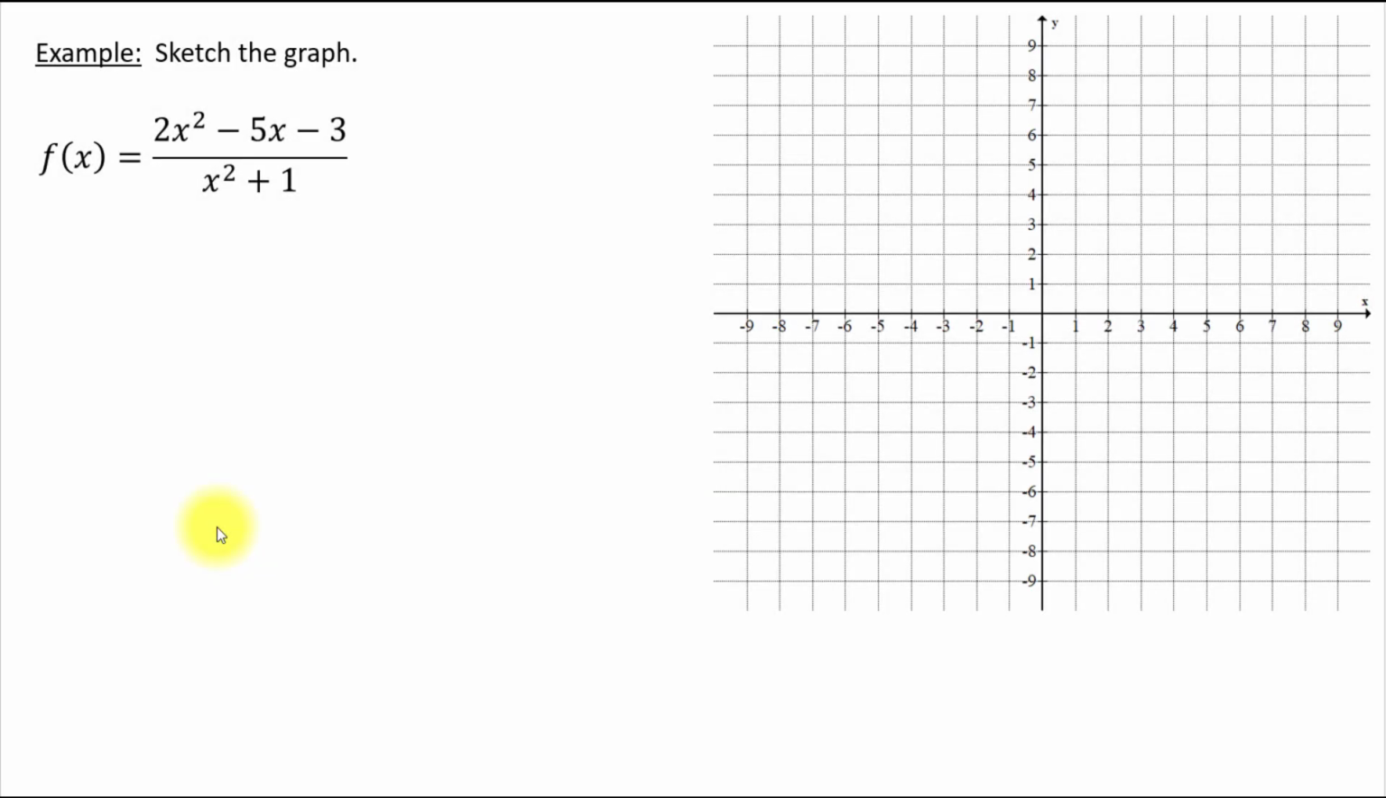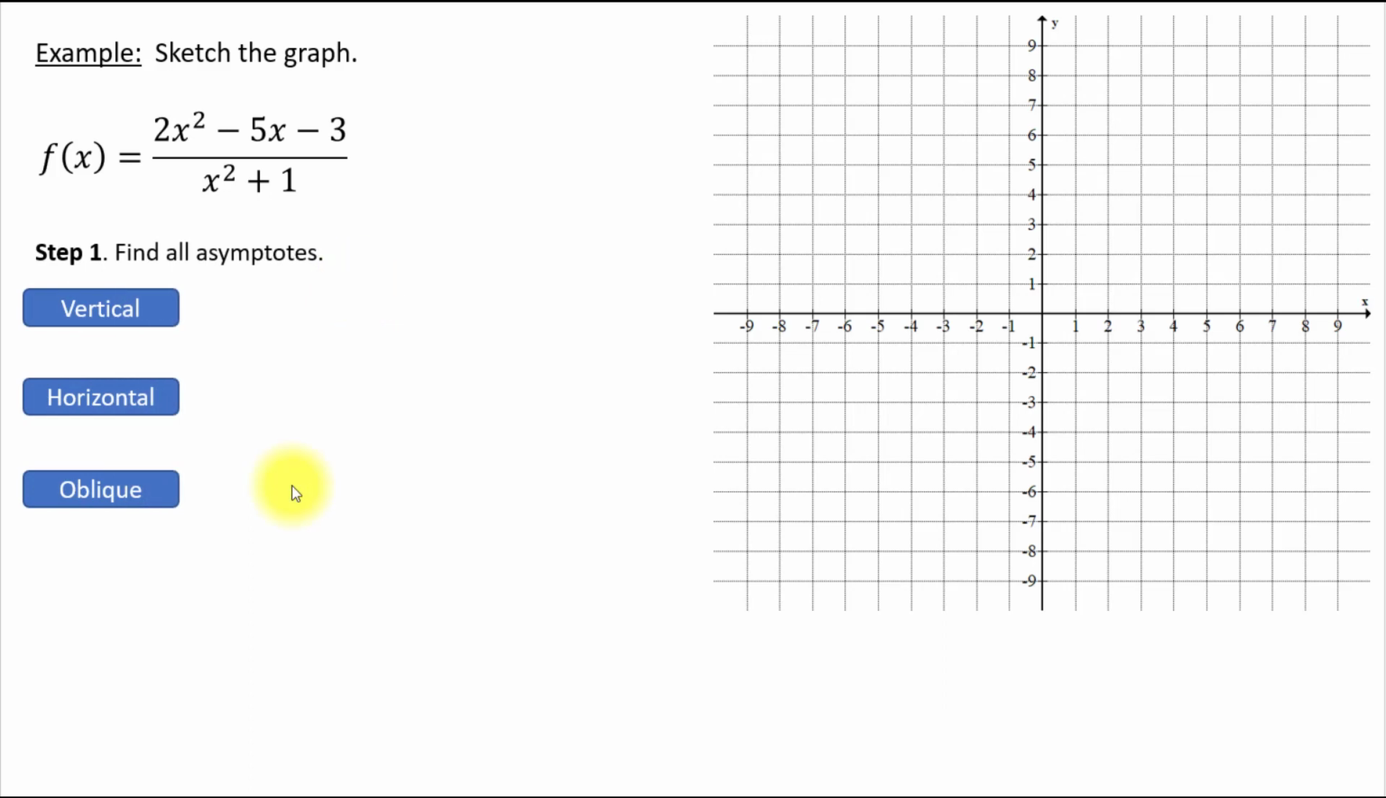Hi everyone, we're going to do one more example sketching the graph of a rational function. Let's begin by identifying the asymptotes. This graph will not have any vertical asymptotes because the denominator of this function is never 0. It's x squared plus 1, something that's always positive or 0 and then plus 1, so it's never 0. And therefore no vertical asymptotes.